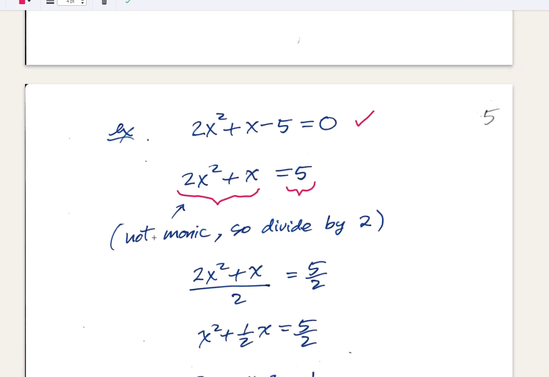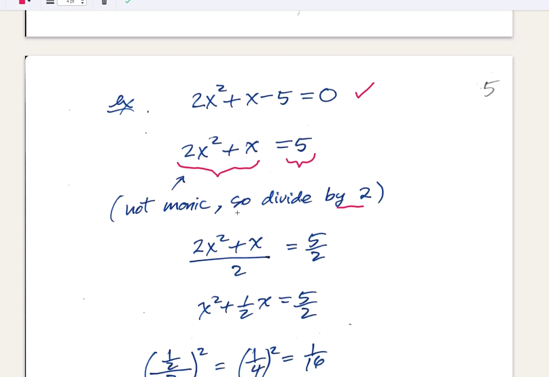Now let me point out this time, that's not monic. The leading coefficient is 2, it's not 1. So what I want to do is divide by 2 on both sides of the equation. You're seeing how this is a little different than the completing the square technique we used before, rewriting a parabola. It's actually a little easier in my opinion, but I divide on both sides by 2.